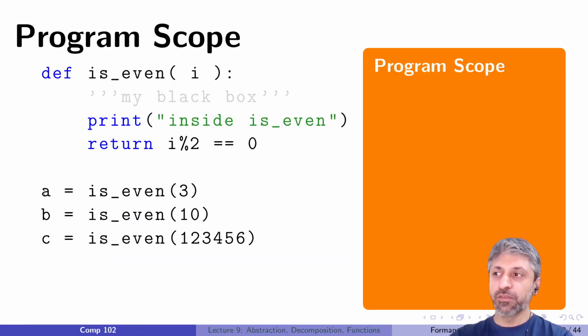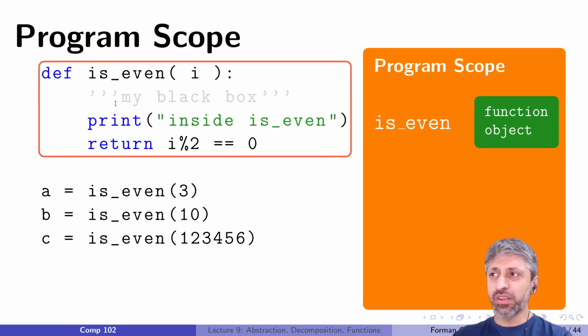But the question is, what's the scope of A? What's the scope of B? What is the scope of C? And what's the scope of I? Is the scope for all these variables the same as the program scope, or is it something different? So let's look at that.